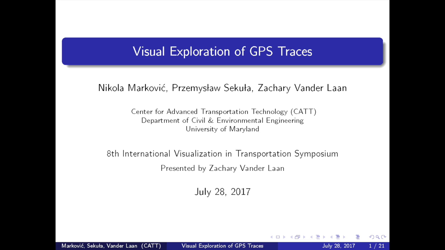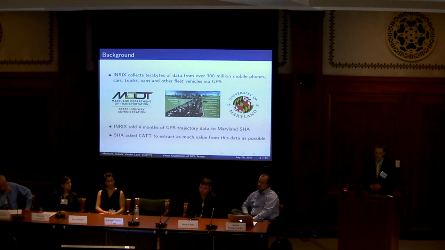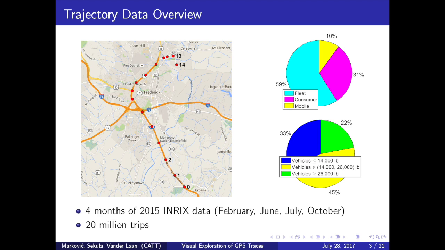Today I'll be talking about and visually exploring some of the important applications of GPS trajectory data. This research effort began about a year and a half ago when the Maryland State Highway Administration purchased 4 months of GPS data from INRIX. This was the first time they'd bought this type of data, so they reached out to University of Maryland CAT and asked us to help evaluate its use potential. In the rest of this presentation, I'll talk about some of the more prominent applications that we found of this data set.